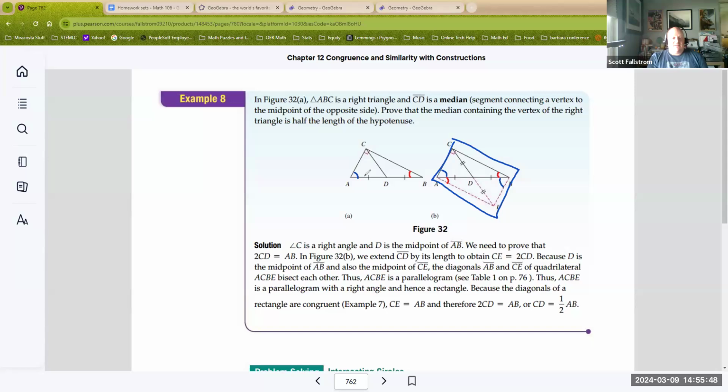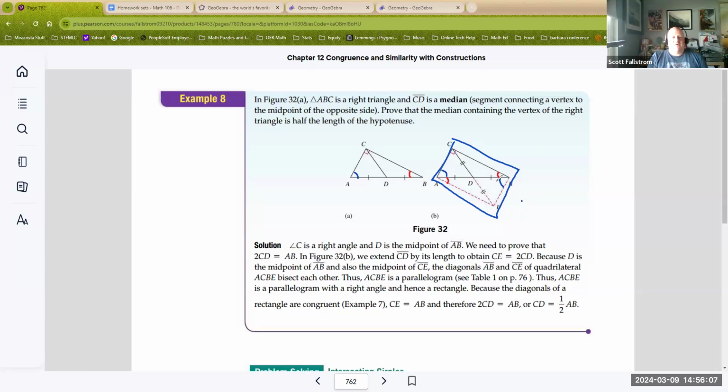Not to mention the fact that the side lengths would be the same if I had done this. So again, by side, angle, side. So I get a lot of these free pieces. And because of that, I can actually say that this shape is a parallelogram. And it's a parallelogram with a right angle, which makes it a rectangle.